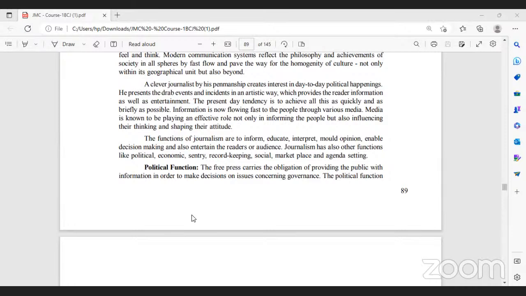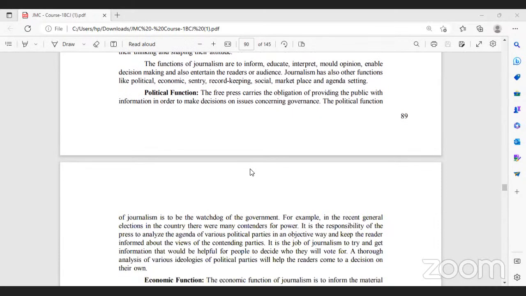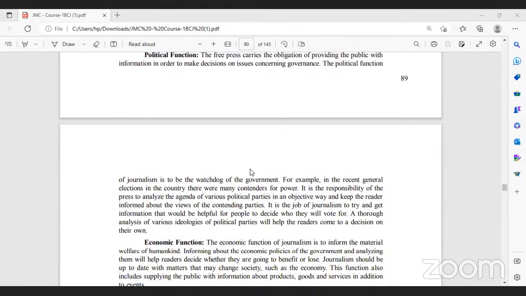Apart from that, we also have other functions like political, economic, century, record keeping, social, marketplace, and agenda setting. So let us understand each. The political function, as we understand, is that the free press carries the obligation of providing the public with information in order to make decisions on governance. The role journalism plays in the political function is something like that of a watchdog.